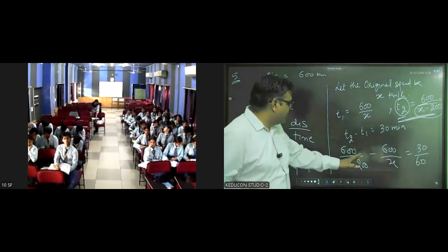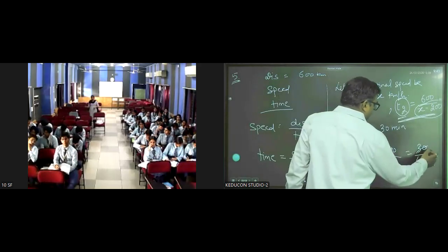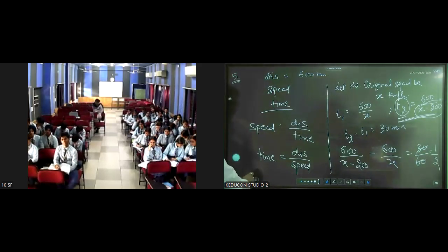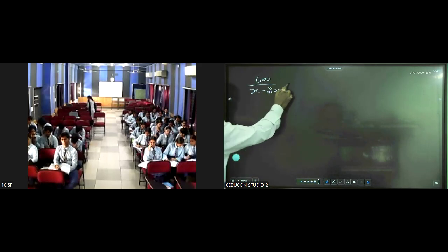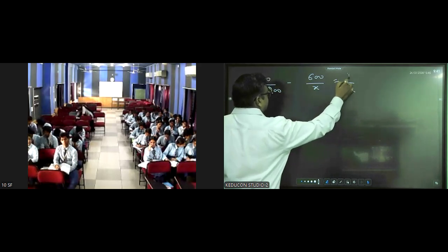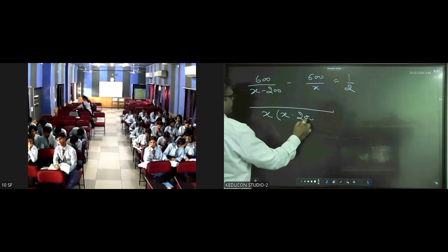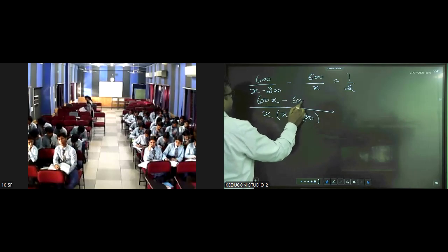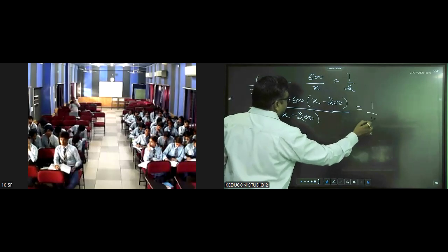So now we have t2 minus t1. This is equation form. So जो time है ये आपका half हो गया, 1/2. So now this is your equation. You can solve this. How you can solve this? 600 by x minus 200 minus 600 by x equal to 1/2. Take LCM बच्चों, x into x minus 200, right? 600x minus 600 into x minus 200 is equal to 1/2.